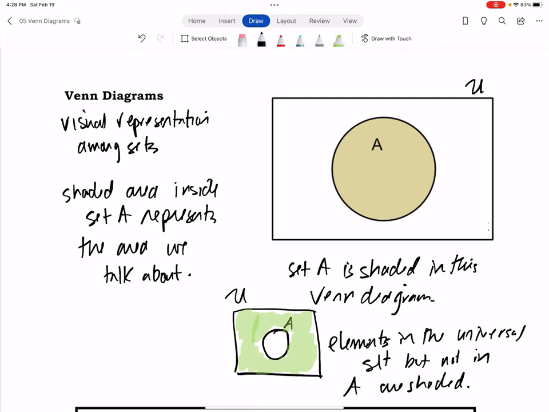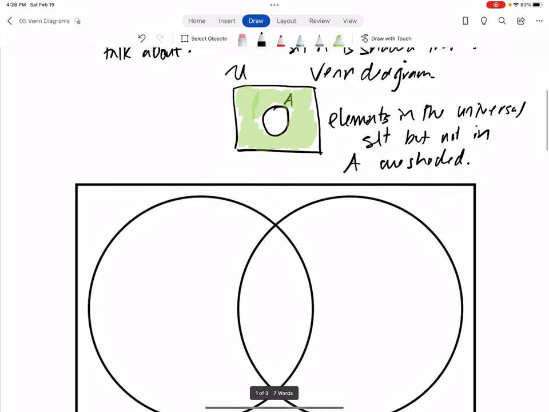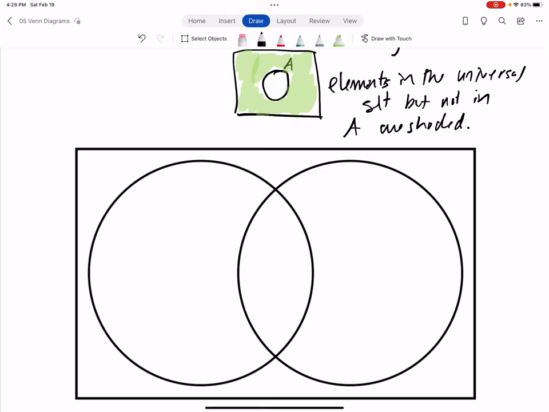Sometimes we draw Venn diagrams with multiple sets. Here's a Venn diagram that has two sets in it. Again, that rectangle on the outside represents your universal set. I have two sets, A and B, here. And this Venn diagram sort of breaks it into four regions.